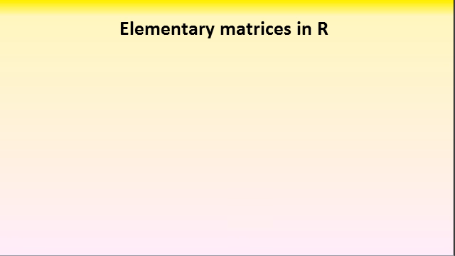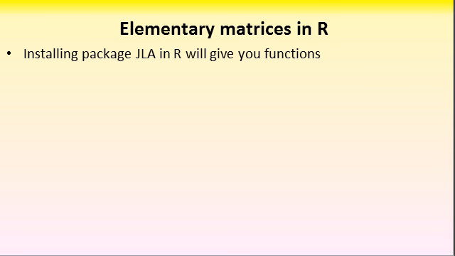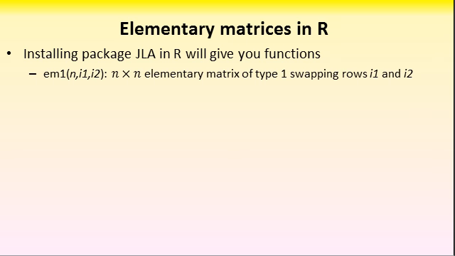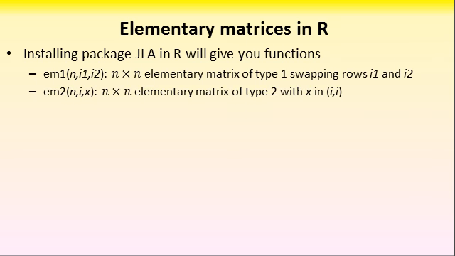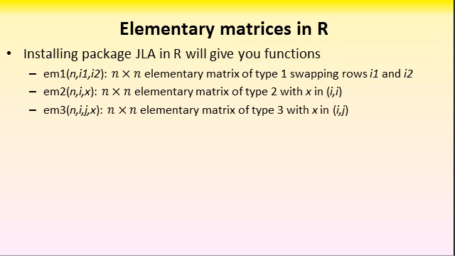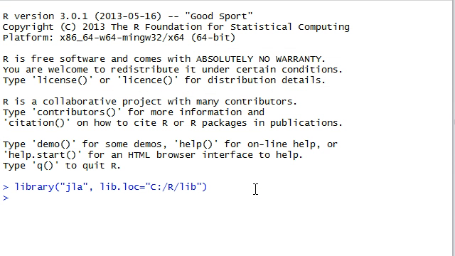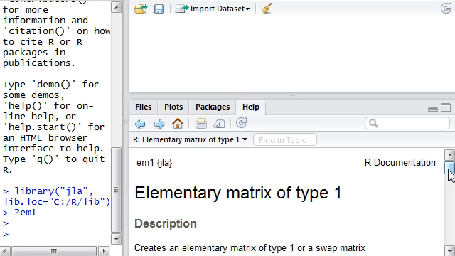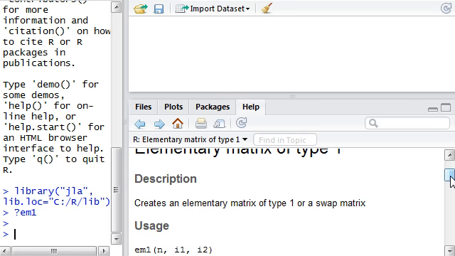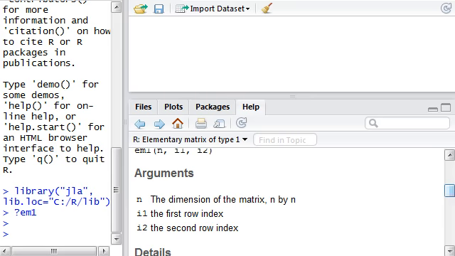Among the functions in the JLA package are functions to create elementary matrices. There is the em1 function that creates a swap matrix, the em2 function that creates a scale matrix, and the em3 function that creates a pivot matrix. If you need to know how to use it, just type a question mark followed by the function name. This you can do for all functions in R. And you will see a brief description of the function, how to use it, an example, and so on.